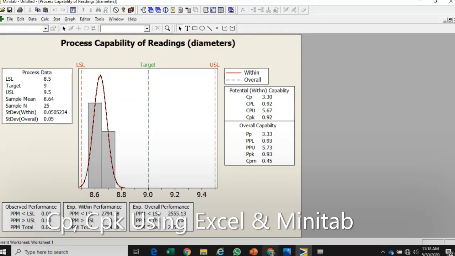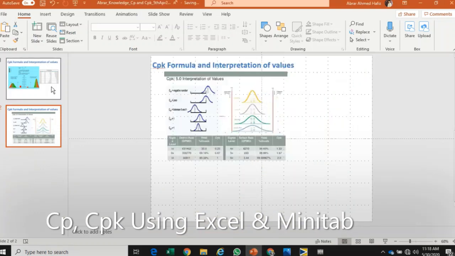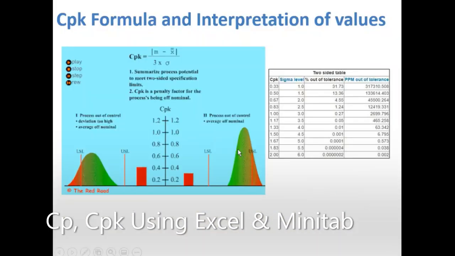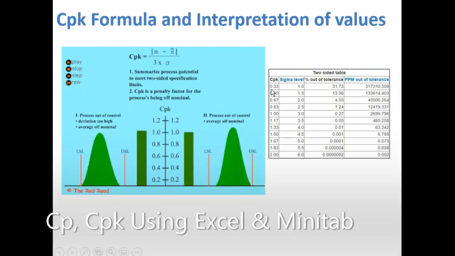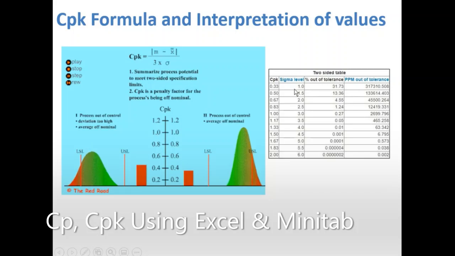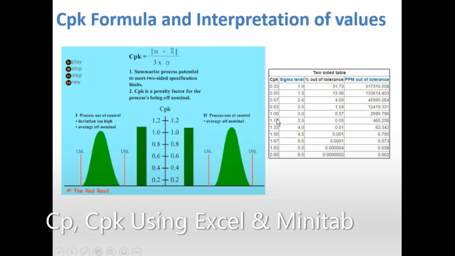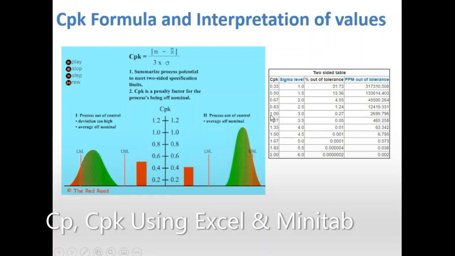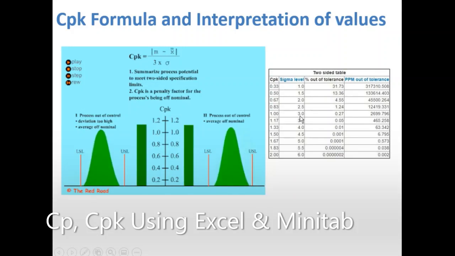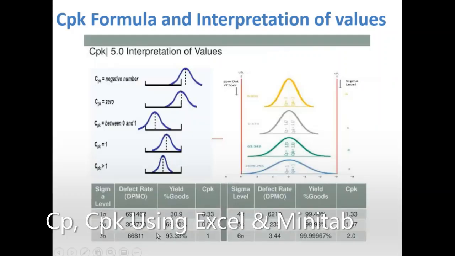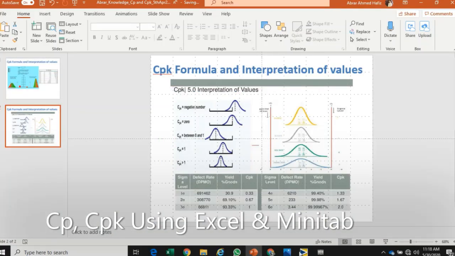I hope you remember these values. This is what I discussed in my previous video as well: 0.33 if it is CPK, it's 1 sigma, and all the way up to 2 is 6 sigma. We got 0.92, roughly I will consider it as 1. So 1 is 3 sigma. For 3 sigma, this is the percentage you will get, so your yield percentage will be 93.33. Yeah, so let me go back to this one.